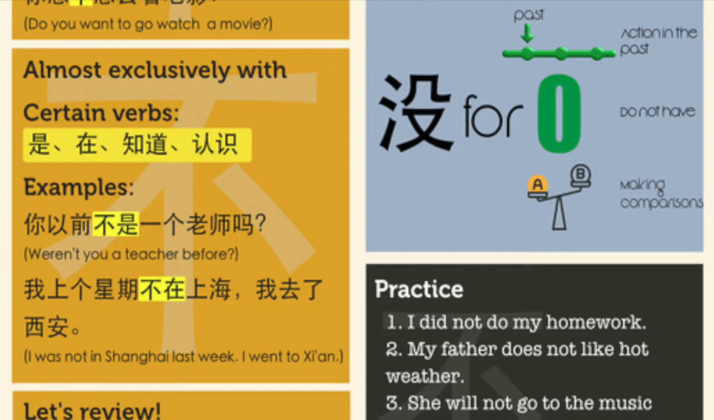And 不 is also used exclusively with certain verbs. 是, 在, 知道, 认识. For example, 你以前不是一个老师吗? Weren't you a teacher before? 我上个星期不在上海，我去了西安。I was not in Shanghai last week. I went to Xi'an.